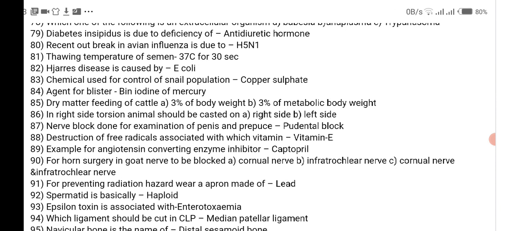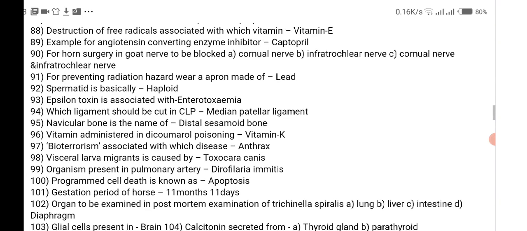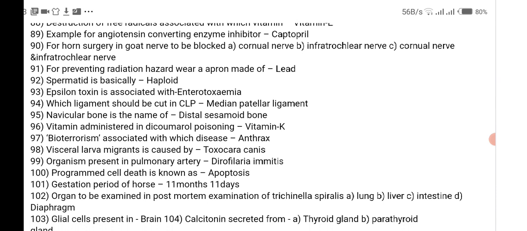Spermatid is basically haploid. Epsilon toxin is associated with enterotoxemia. Which ligament should be cut in CLP? Medial patellar ligament. Medial patellar ligament is incised in upward fixation of patella. Navicular bone is the name of the distal sesamoid bone. Vitamin administered in dicoumarol poisoning is vitamin K. Bioterrorism is associated with anthrax.